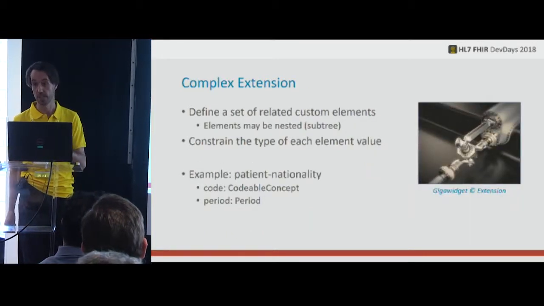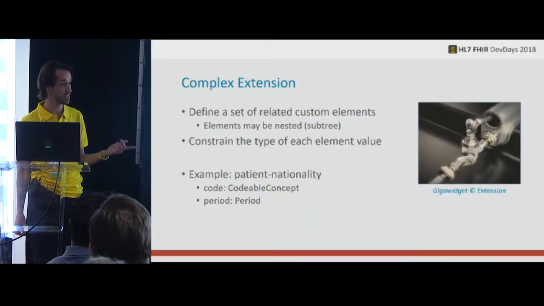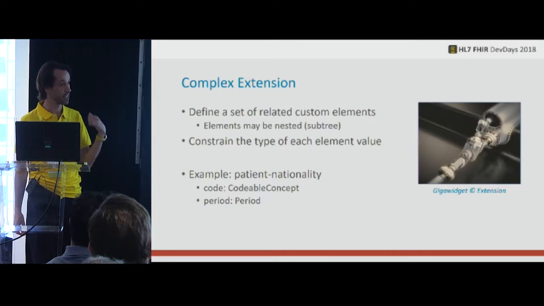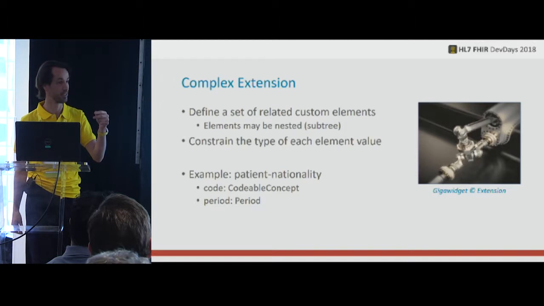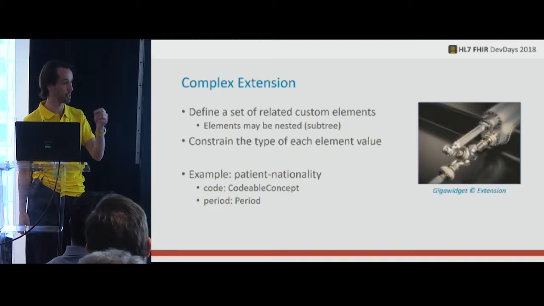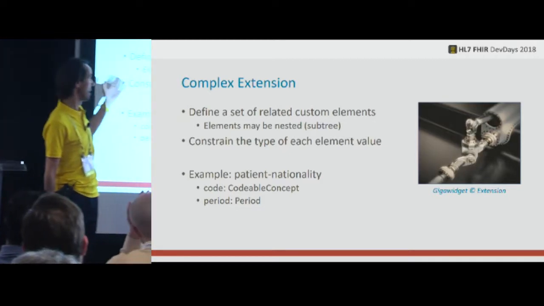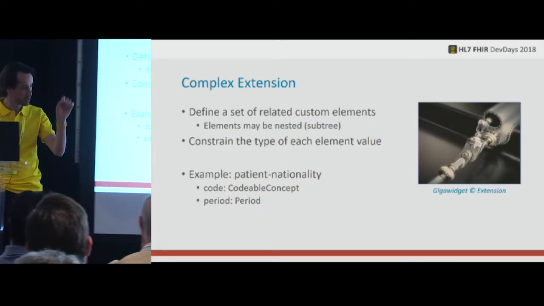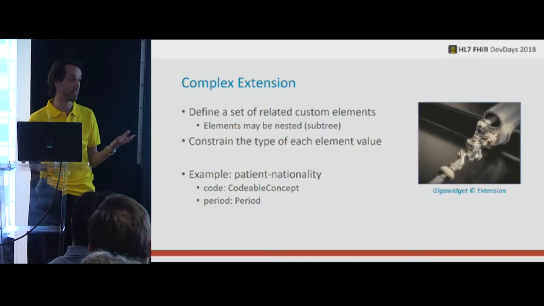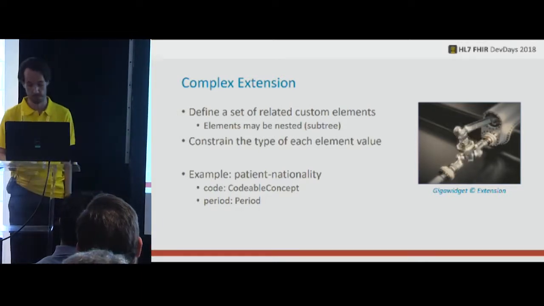But sometimes you need something extra. As we saw with the nationality extension in the example, that had two fields. There was a code and a period, because you live in a country for a certain period and then you move. So we need a complex extension. And it's just the same actually in FHIR. You can add sub-elements to the extension and create your own data type, like human name, like address.